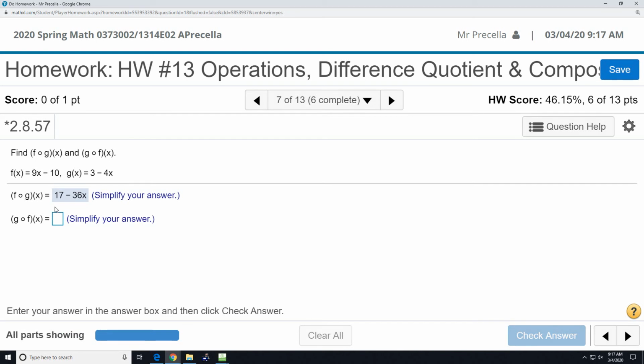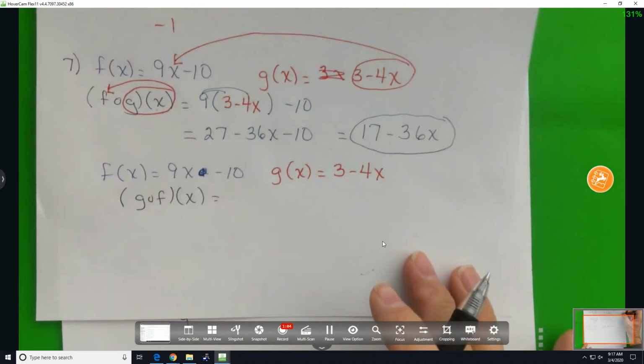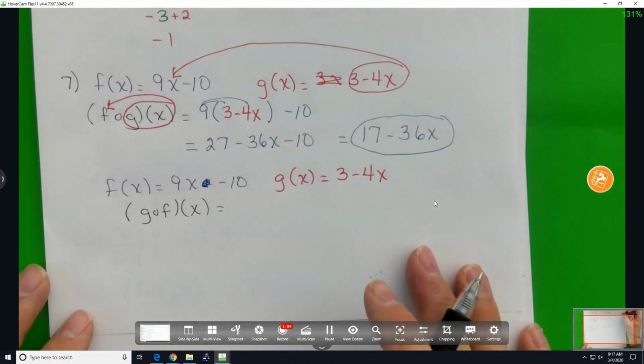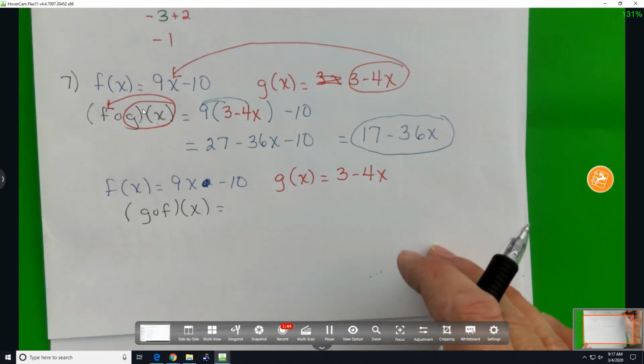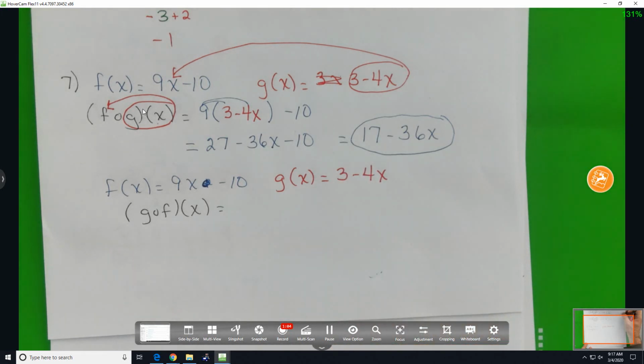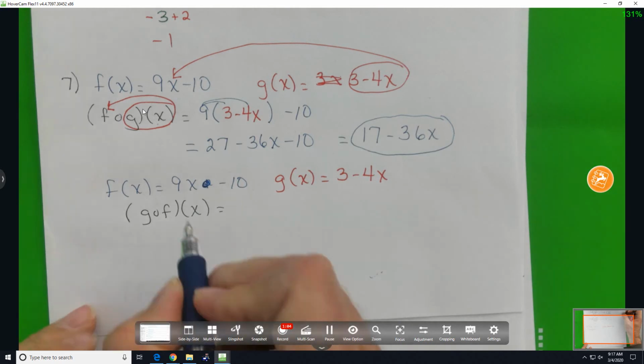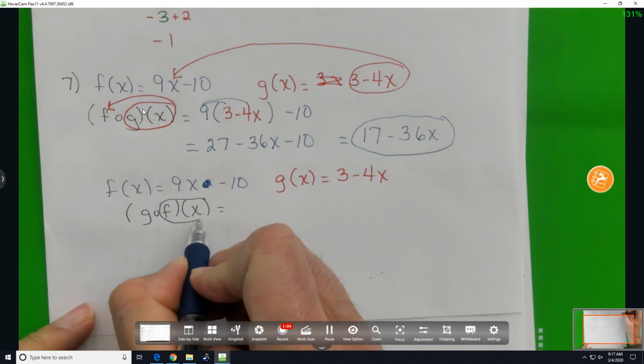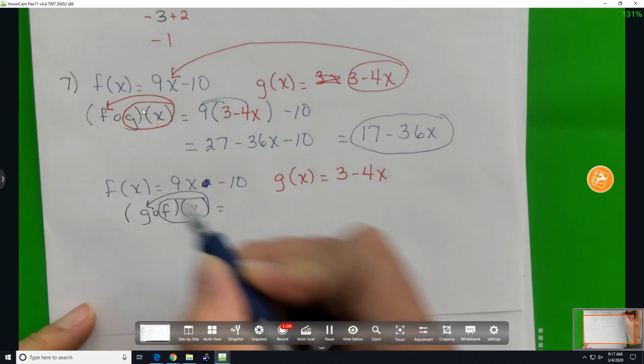Oops. Now they want you to go the other direction. Because I've already written those arrows there, I'm going to recopy the problem again. They want g composed with f. Okay, so I recopied f of x equals 9x minus 10, and g of x is 3 minus 4x. So let me draw the arrows. This means plug this into that.